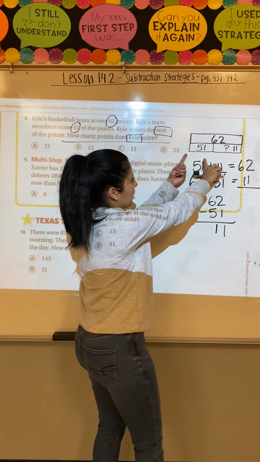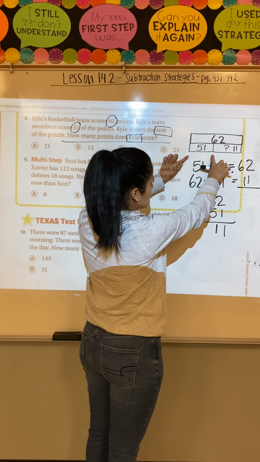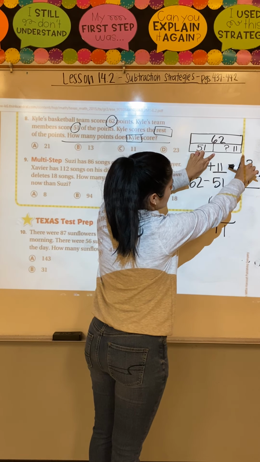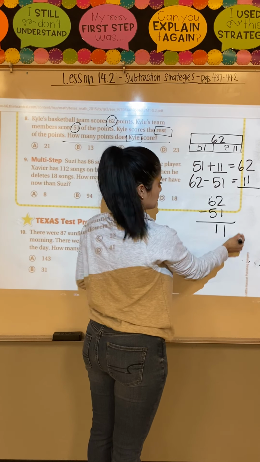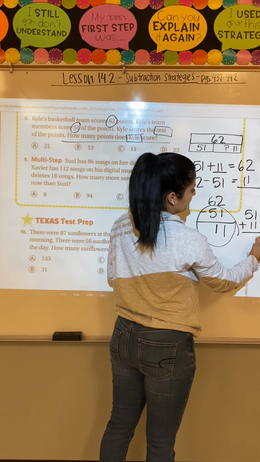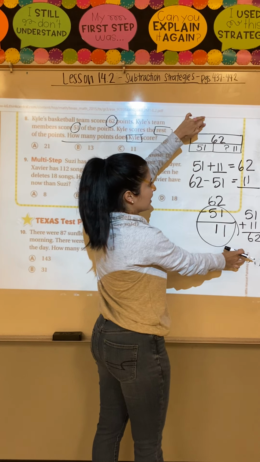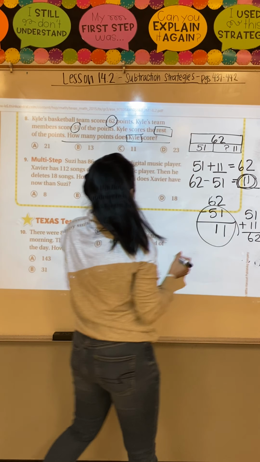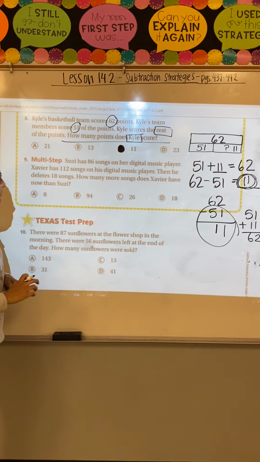That means 51 plus 11 is 62. Or the team scored this much, Kyle scored this much, and all they did was 62. Let's prove it. Use your inverse operation. 51 plus 11. Did we get 62 total? Yes. So 11 points that Kyle scored.